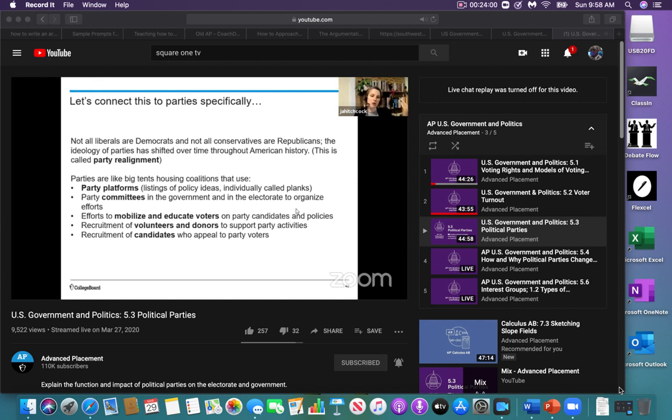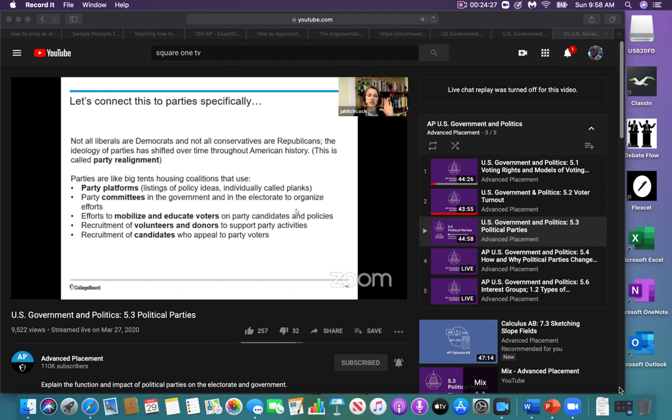So if we go to the Democratic platform, they're going to talk about environment and healthcare and this and that, and so will the Republicans. But if we pull out and we're just comparing the platform for healthcare between Dems and Republicans, we're comparing planks. Party committees in the government and in the electorate are going to organize these efforts. They're going to help facilitate this effort, which is going to require them to have a really funky structure, which we'll talk about in a second.